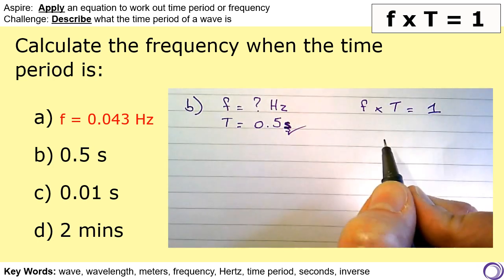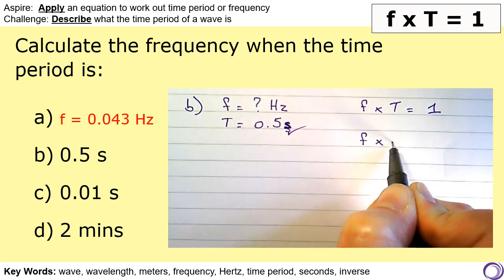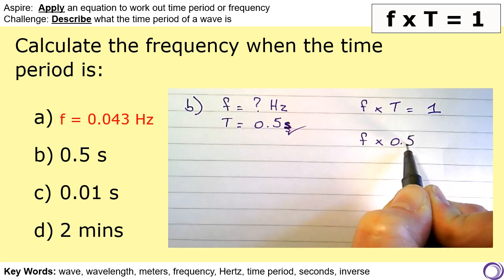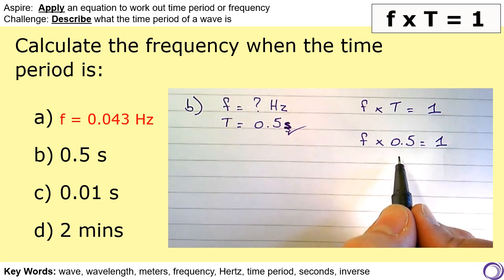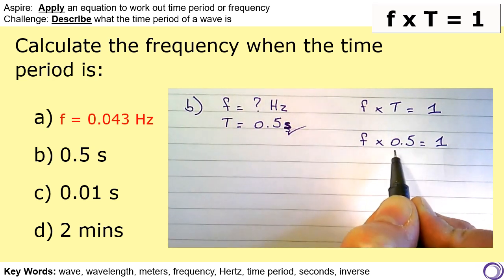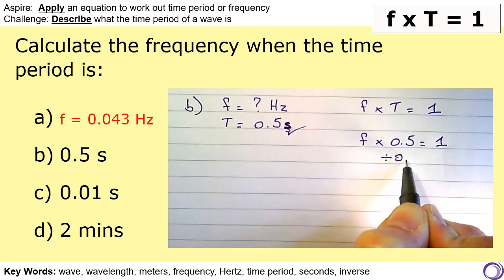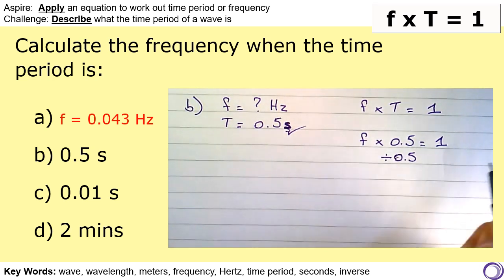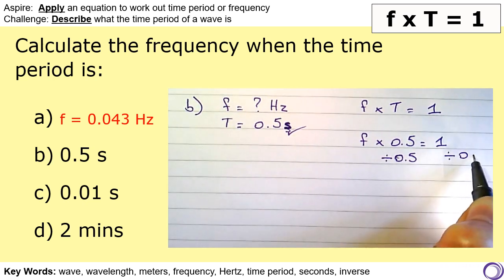Let's substitute the numbers in. So we don't know frequency, but we do know time period, which is 0.5 equals 1. So I now need to rearrange. So frequency is being multiplied by 0.5. I'm going to do the inverse and divide by 0.5. But I also have to do that on the right-hand side. So I'm going to divide 1 by 0.5.